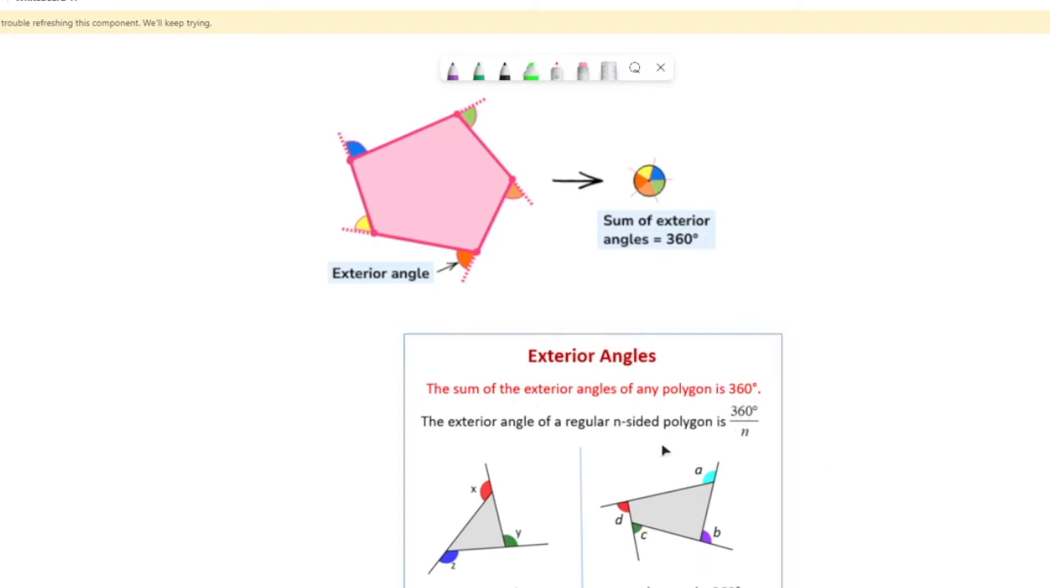If you want to know the exterior angle of a polygon, you can easily find out if it's a regular shape. We will discuss the formula after some questions. Let's move on to some questions now.